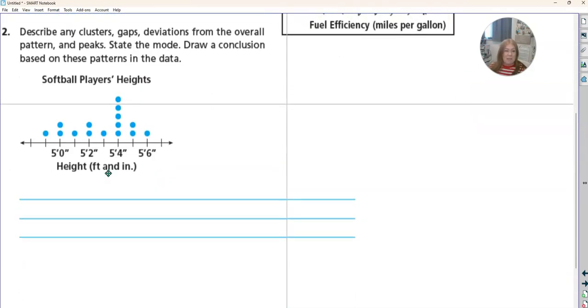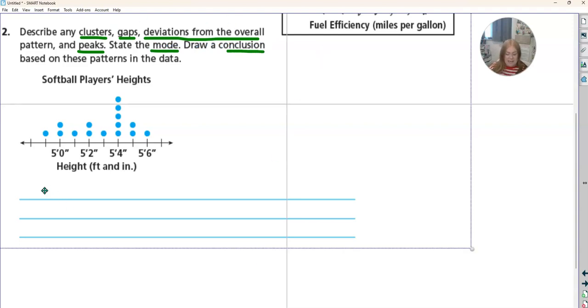Okay, our next one is number 2, and it asks us to specifically describe any gaps, clusters, any deviations, anything where we think, oh, that's kind of surprising. Any peaks we notice. We're going to state the mode and draw a conclusion. So we have a lot of things that we need to go through and answer.